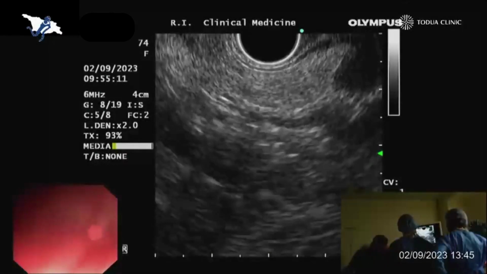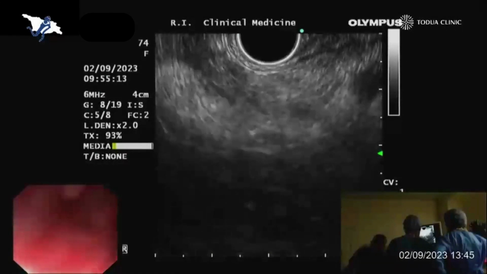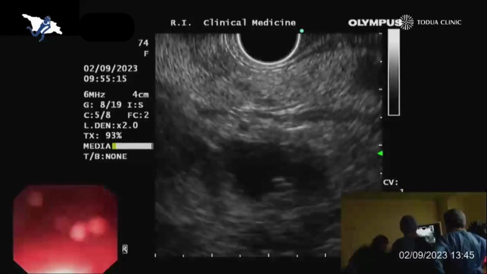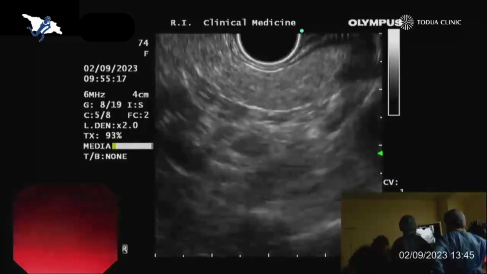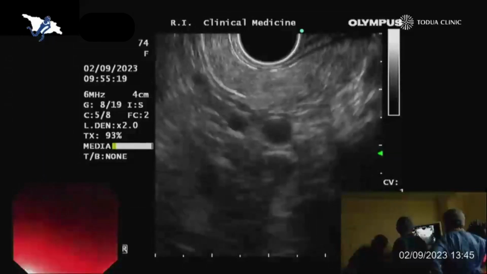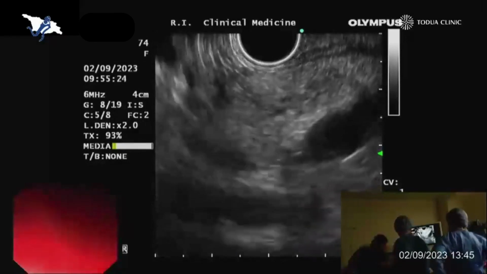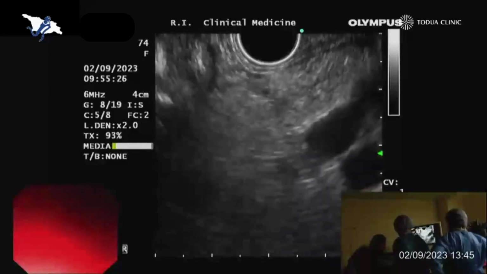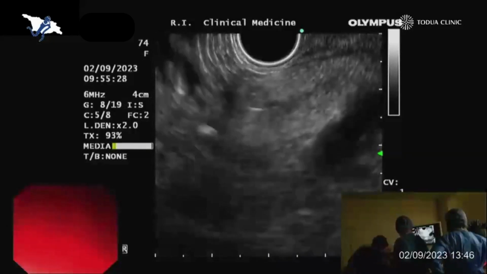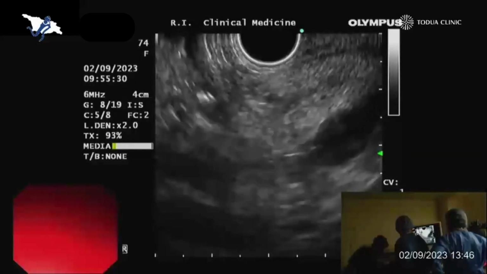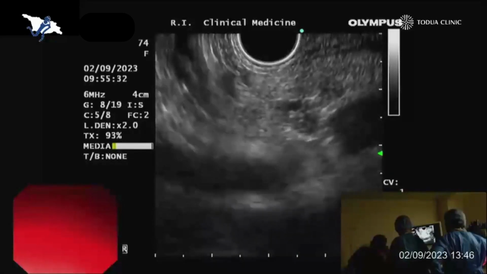So we have no Fischmar papilla and we have no dilatation of the pancreatic duct. So this is a typical side branch IPMN without involvement of the main pancreatic duct. And for this tumor, the guidelines are very clear. If the lesion is not exceeding 4 centimeters, we don't need to do anything.